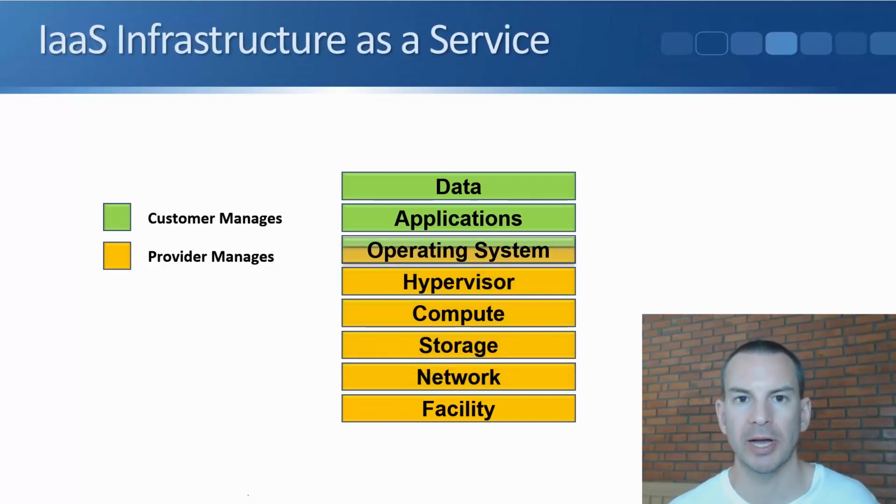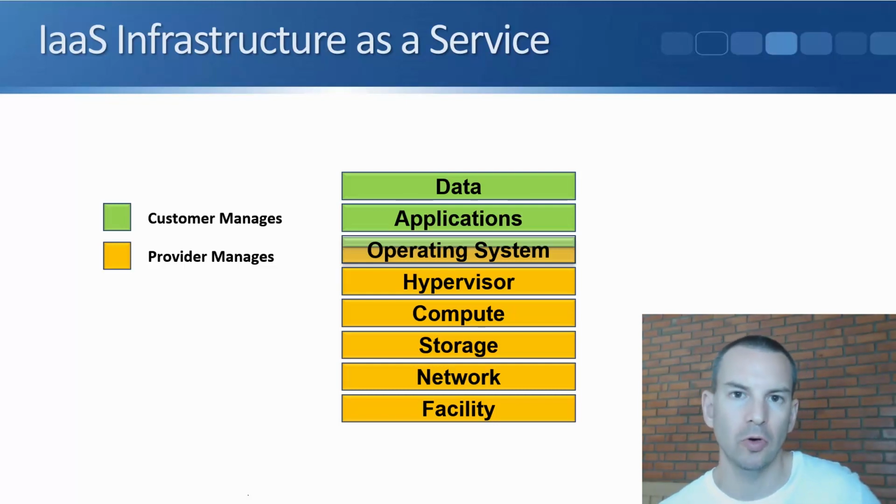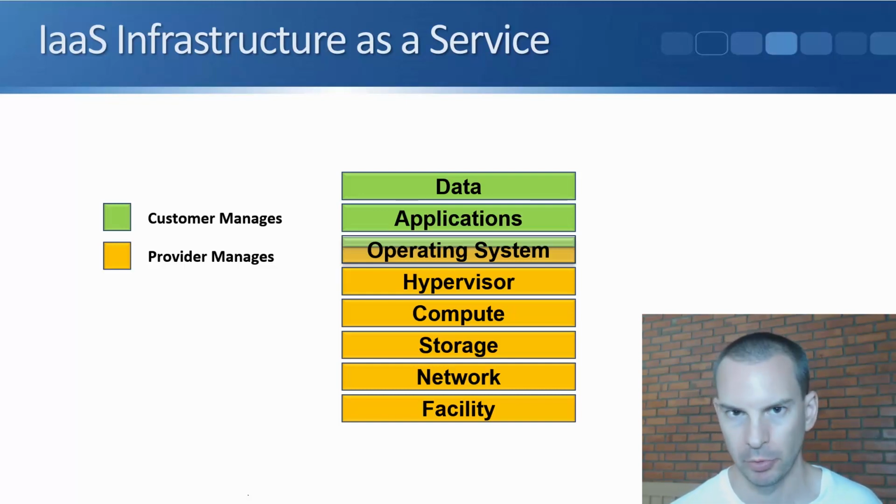The next model to look at is our first cloud model, which is infrastructure as a service. You can see this differs from colo. With colo, we've got the provider's facility, but the hardware equipment in the facility is ours from the customer point of view.